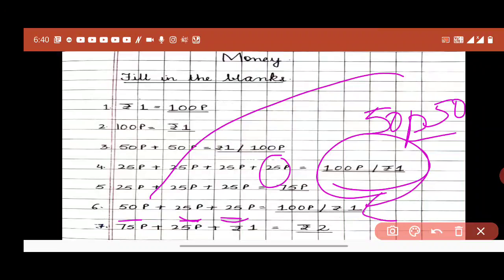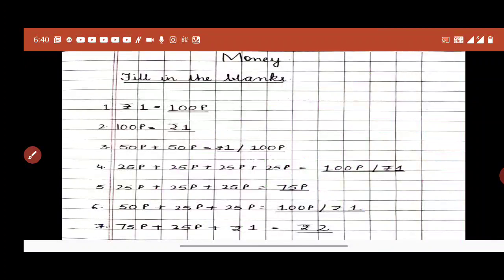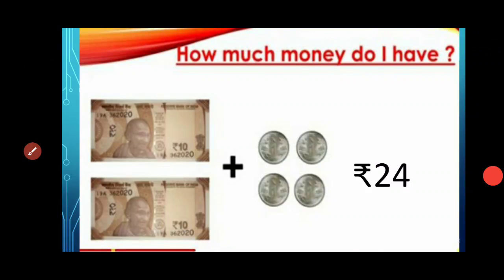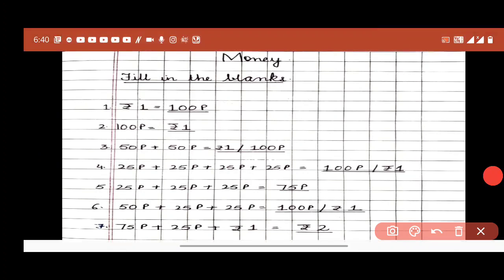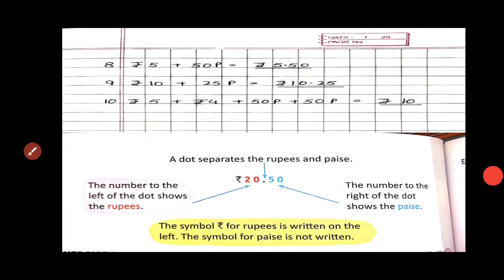Last one, 75 paisa plus 25 paisa. How much is it? Yes. Let's see, 75 paisa plus 25 paisa becomes 100 paisa. And 100 paisa means it is 1 rupee. So we have this 1 rupee, and we have this another 1 rupee with us. So 1 plus 1 becomes 2 rupees. Moving on. 5 rupees plus 50 paisa.